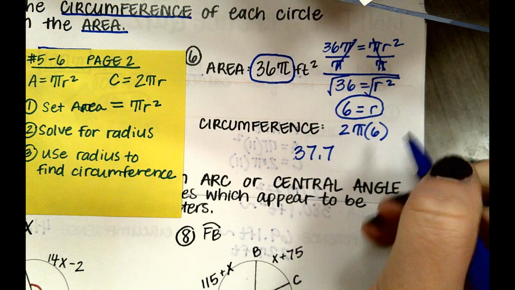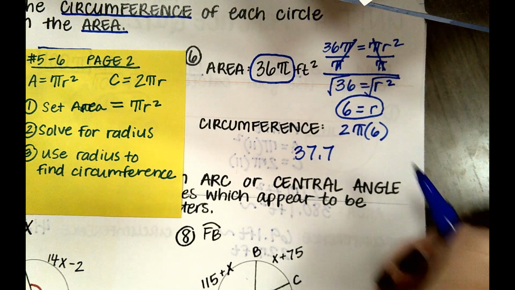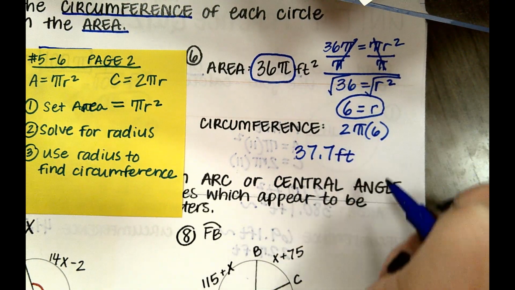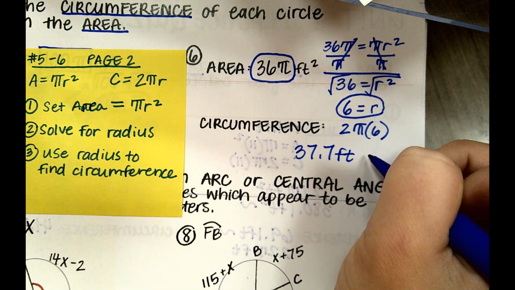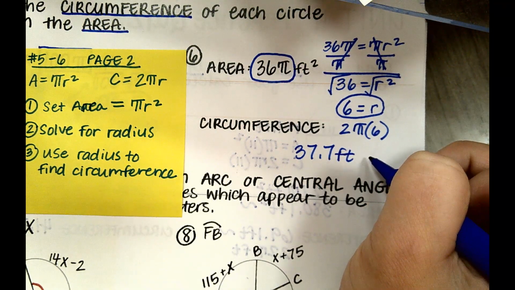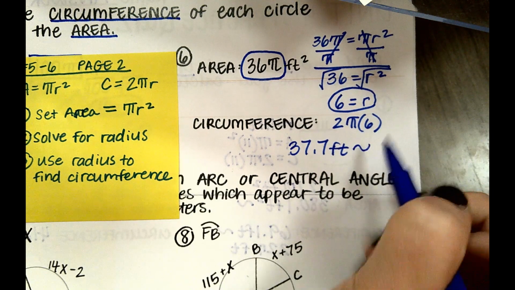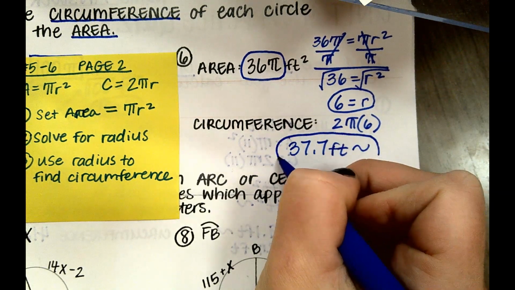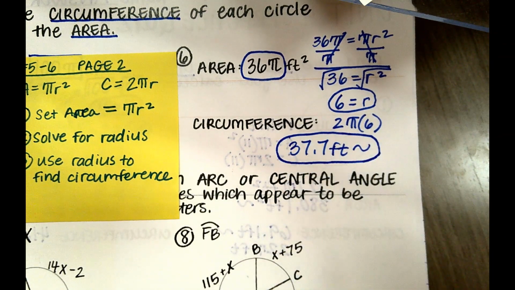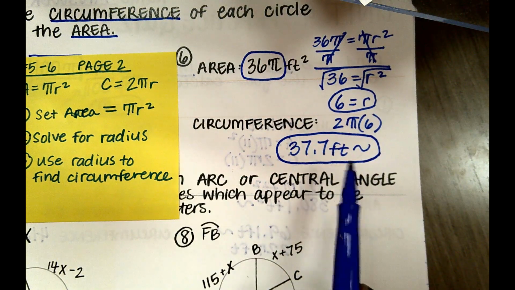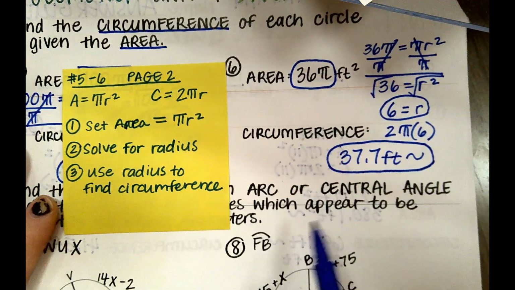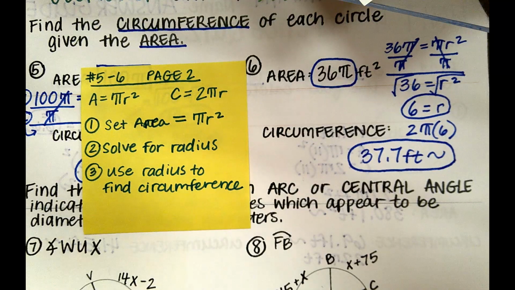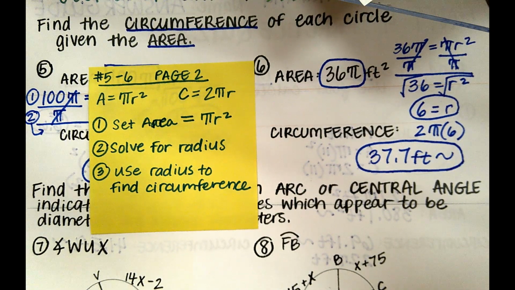And what would my units be? Feet. And what am I missing? Tilde. Feels like a silly detail, but it does matter. If you don't want to do the tilde, you have to include pi in your answer. So, number 5 and 6, that's how we do it. Any questions about those two problems?